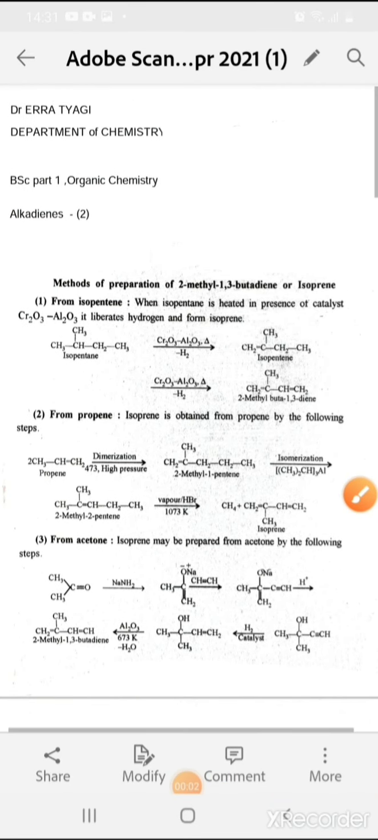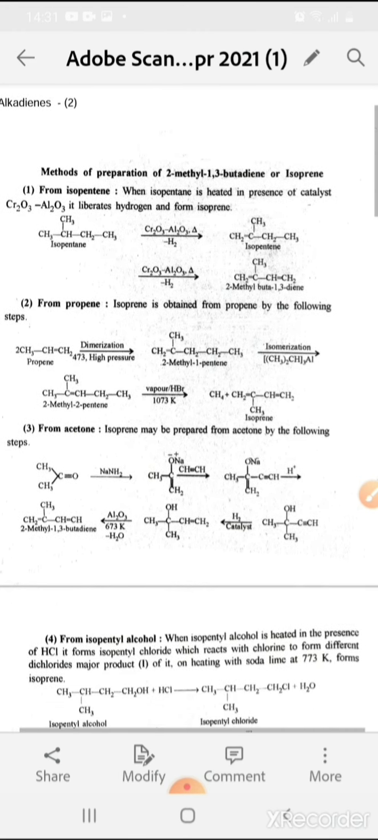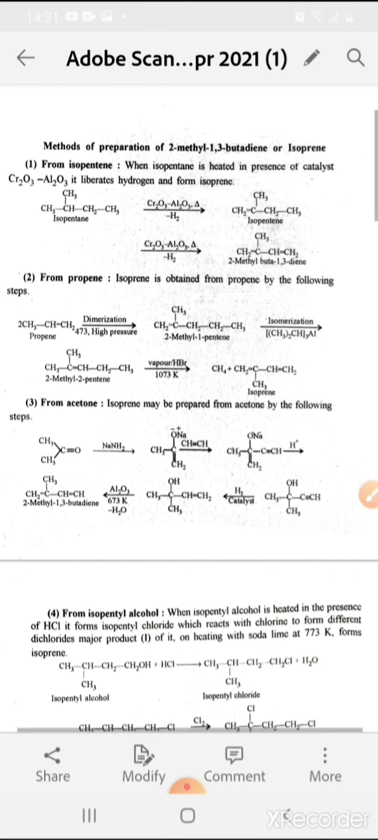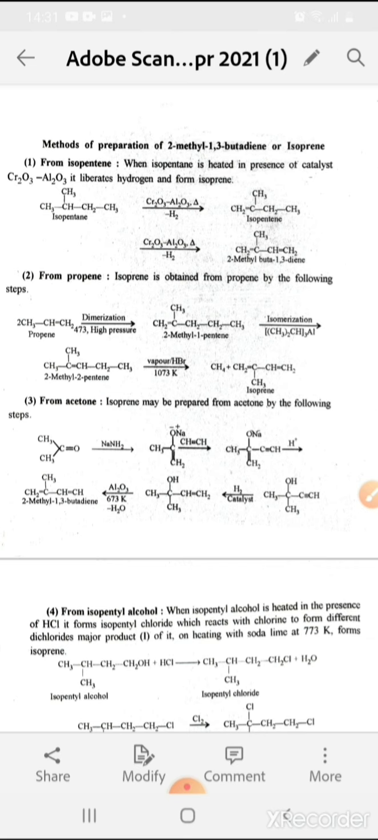In continuation of the last videos on alkadienes of BSc Part 1 Organic Chemistry, the first thing we are going to do in this video is to study the methods of preparation of 2-methyl-1,3-butadiene or isoprene. The first method is from isopentane. When isopentane is heated in presence of catalyst Cr2O3 Al2O3, it liberates hydrogen and forms isoprene.